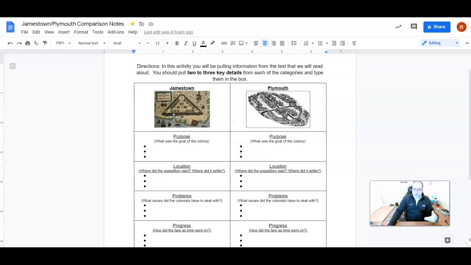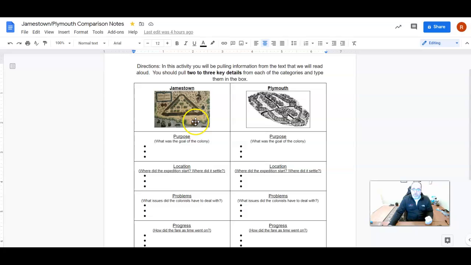We're going to be using a graphic organizer to take some notes on different categories, and we're going to end up ultimately plugging those into a compare and contrast graphic organizer as well. So we've got a couple of different steps here. As usual, Mr. C will read aloud.